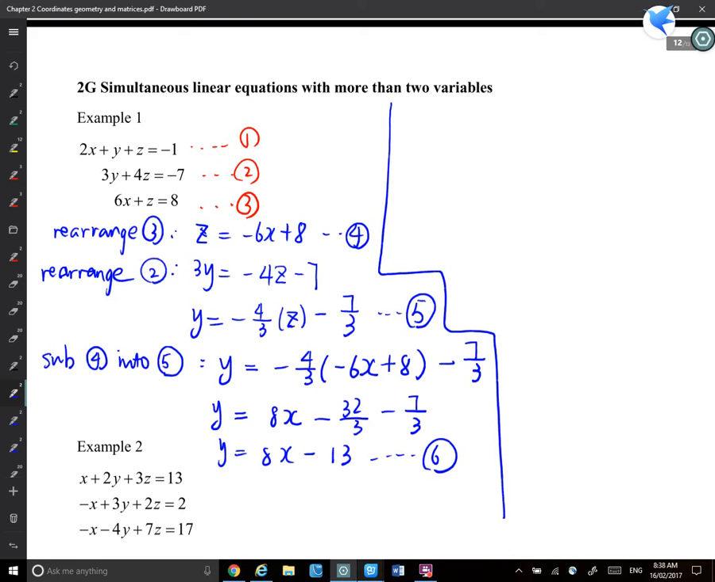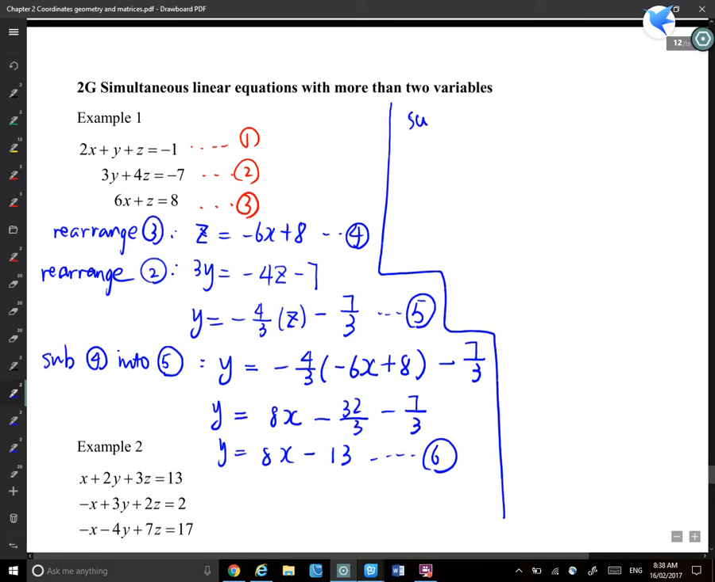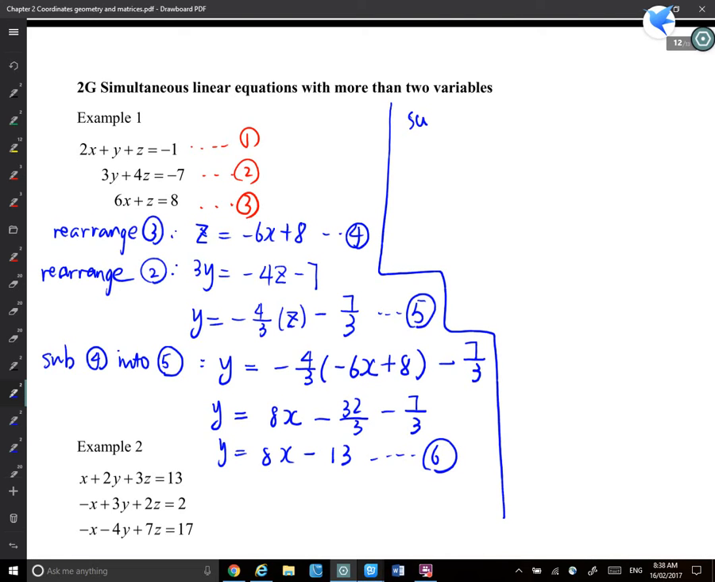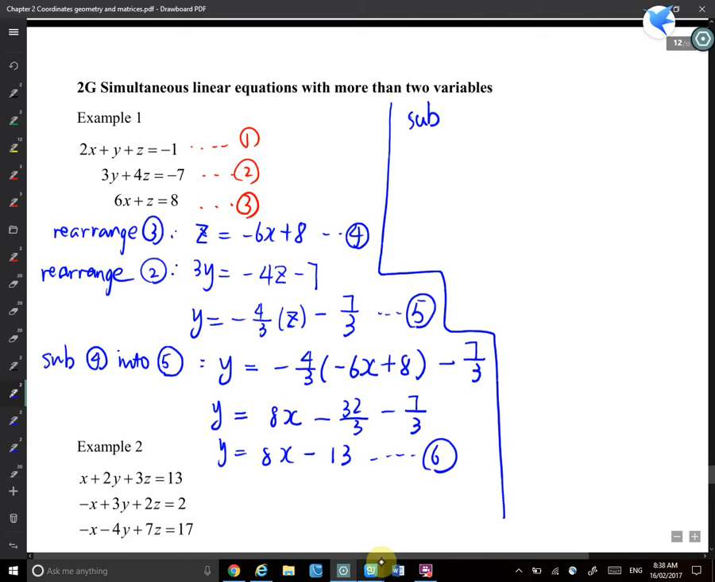So now I haven't done anything to the first equation yet. So I will substitute everything into the first equation. I'm not going to substitute things back into the second or the third equation because I have already used up all this information. I want to use a new equation to solve for that. So I will sub number 4 and number 6 into number 1, all the things in terms of x.